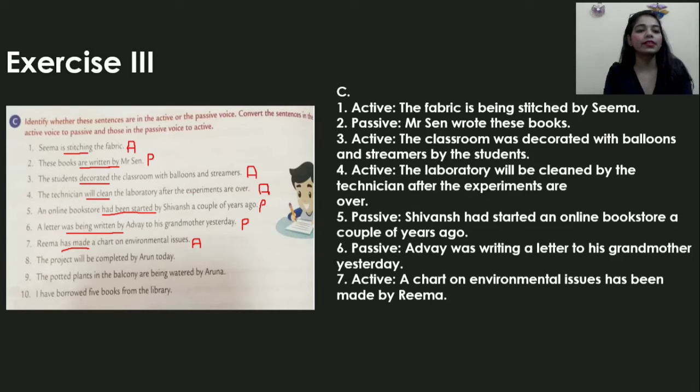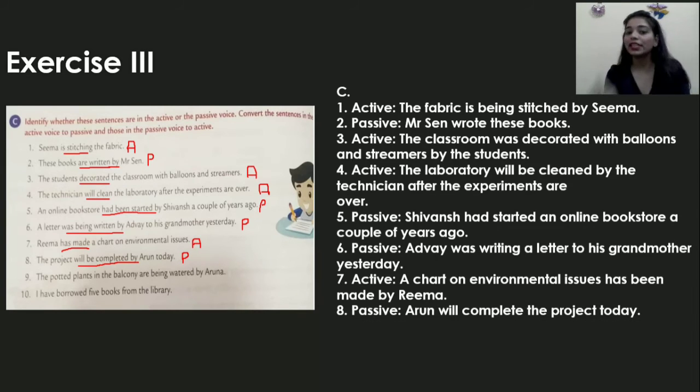Let's look at sentence number 8 now. The project will be completed by. Clear that this is passive voice? Yes. So let's change the sentence into active voice. We'll start this from Arun. So Arun will complete the project today. Let's look at sentence number 9 now.